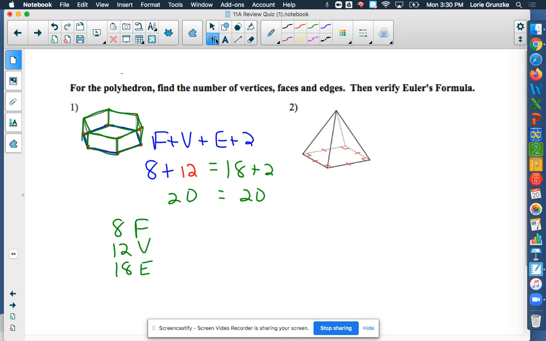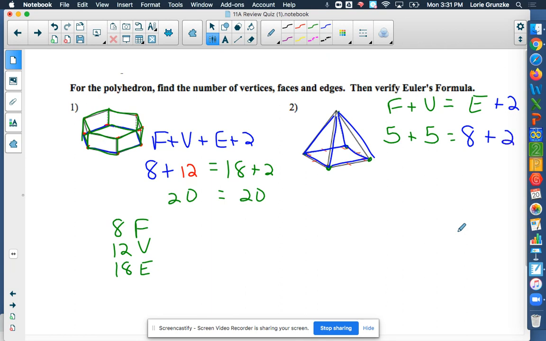So you go here, faces, that's the flat surfaces. There's the bottom, 4 going around, so there's 5 faces. How many vertices are there? That's the points. 1, 2, 3, 4, 5 equals how many edges are there? Well, let's go to a different color. That's the lines. 1, 2, 3, 4, 5, 6, 7, 8. 8 of them plus 2. So 5 and 5 is 10. 8 and 2 is 10. We know we did it right, so it would be worded 5 faces, 5 vertices, and 8 edges.